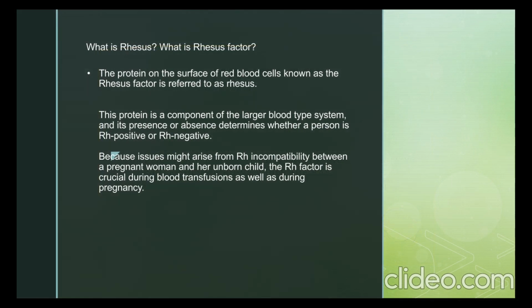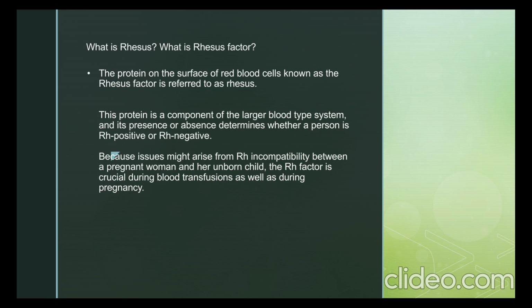So, in simple words, rhesus factor is a protein found on the surface of red blood cells, also often referred to as rhesus or Rh. The protein is part of the larger blood type system, where its presence or absence determines whether you are an Rh positive person or an Rh negative person. For example, we have the ABO blood groups, but within each there are negative and positive types: A positive, AB positive, O positive, or A negative, AB negative, or O negative.